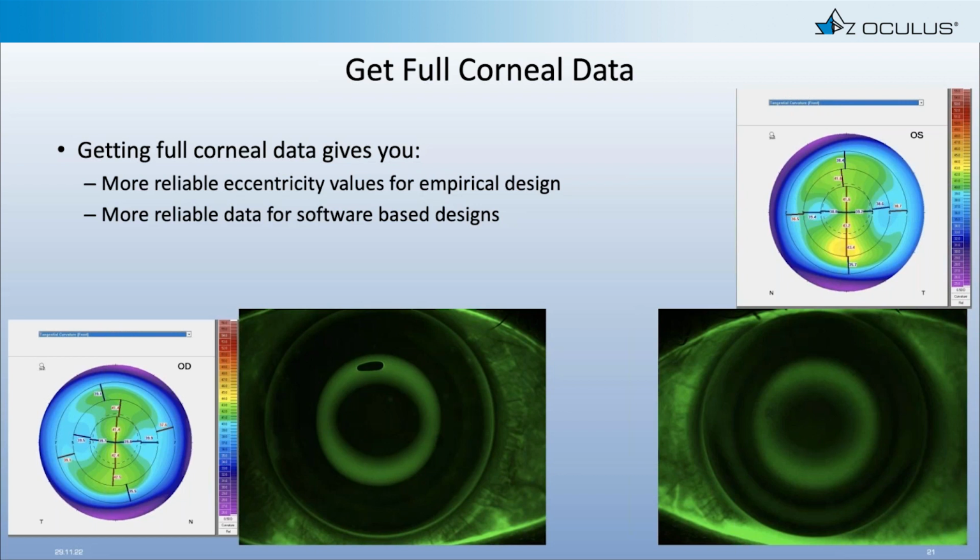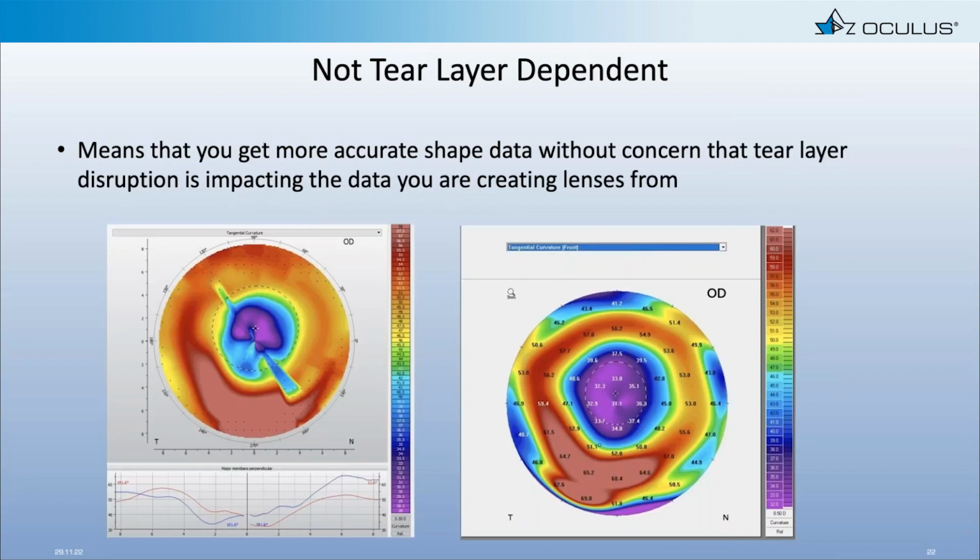And so again, having that information all the way out to 12 millimeters of the cornea is going to give you better odds that that lens that's 11 or 11.5 millimeters is actually going to fit really well from the outset. As I mentioned a little bit ago, the fact too is that the Pentacam data is not tear layer dependent.